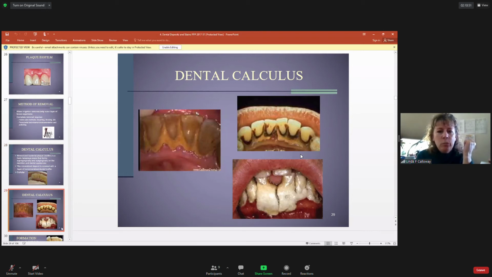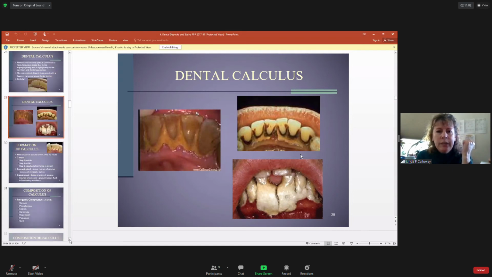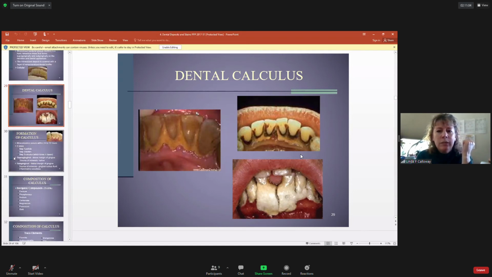This is showing you more pictures of dental calculus. This person hasn't seen a brush in a long, long time. And that's what they have, like a blanket. More than a veneer, they have a blanket of calculus.